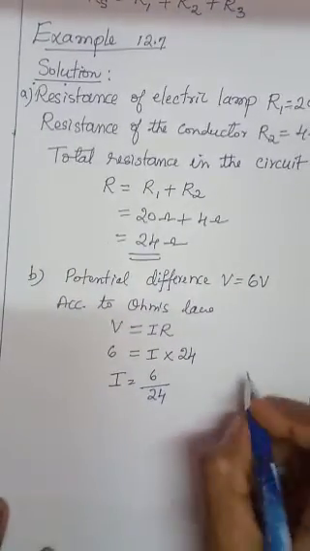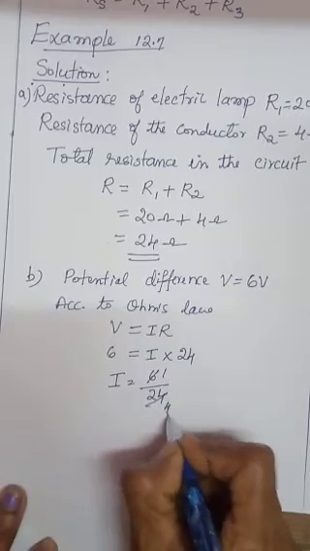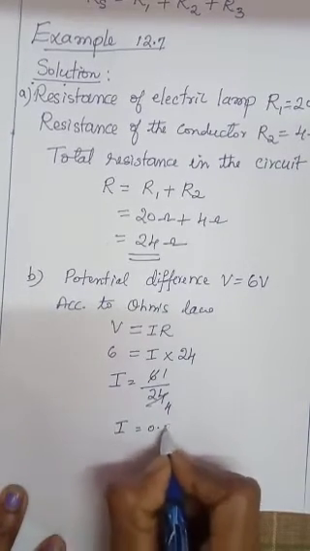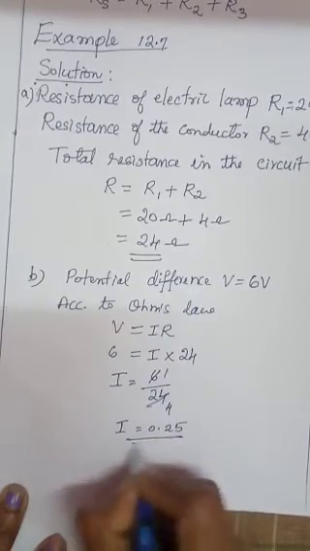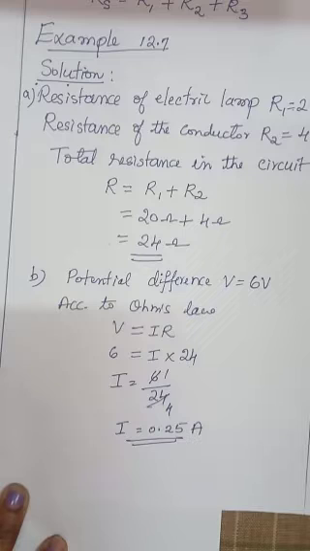Divide. 6 ones are 6, 6 fours are 24, is equal to 1 by 4, it is 0.25 ampere. The current through the circuit is 0.25 ampere.